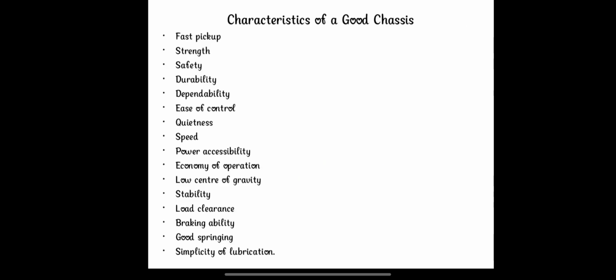Then they have good characteristics. They have basic qualities for a good chassis. The first ones are fast pickup, strength, safety, durability, dependability, ease of control, quietness, speed, power accessibility, economy of operation, low center of gravity, stability, load clearance, braking ability, good springing, and simplicity of lubrication. So these are all the points for a good chassis. This is the character of a good chassis.